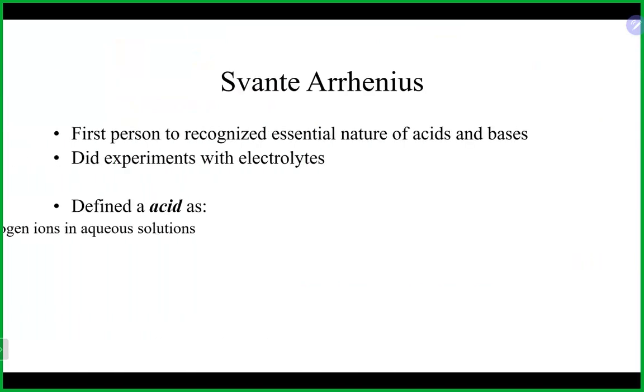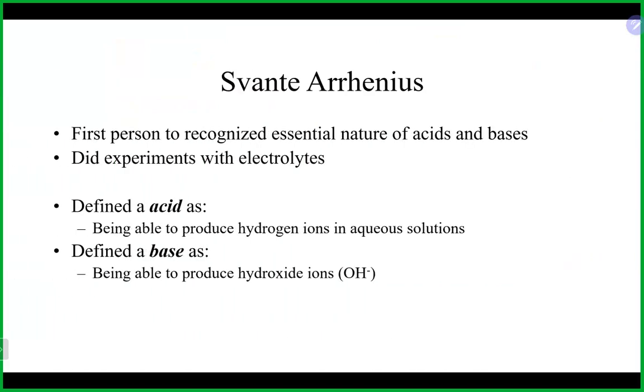Now, an early definition of acids and bases was one done by Arrhenius. He did a lot of work with electrolytes. Electrolytes are substances that, when they go into water, will break apart into ions. So you've got a bunch of ions floating around. And he basically defined an acid as a substance that has the ability to produce hydrogen ions in solution. Hydrogen ions are H plus ions in solution.